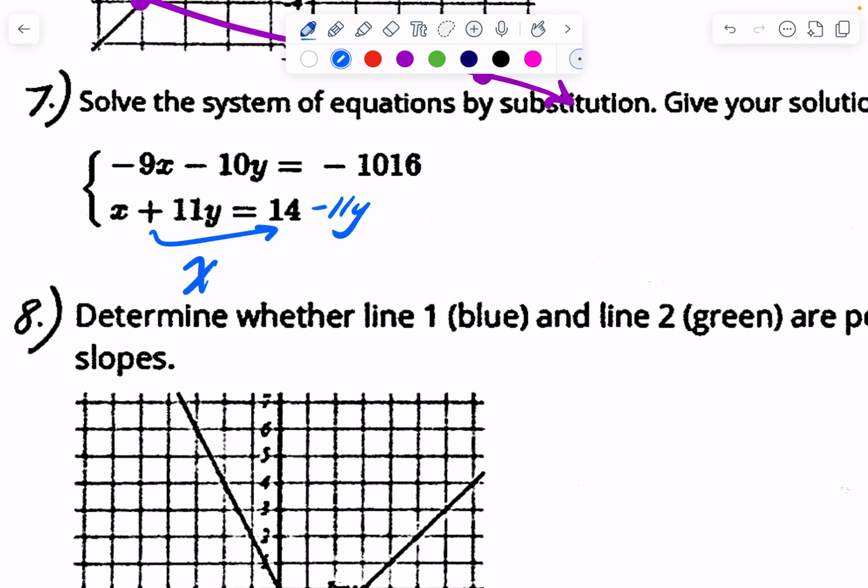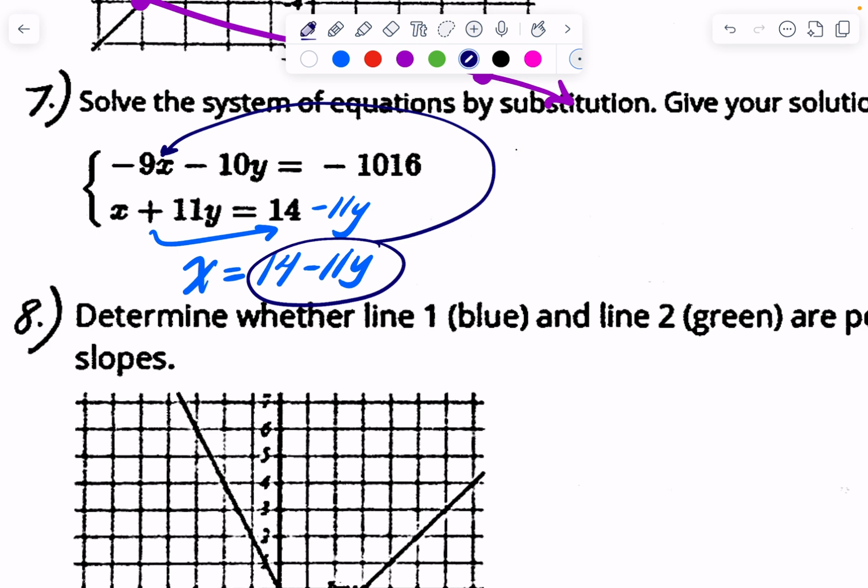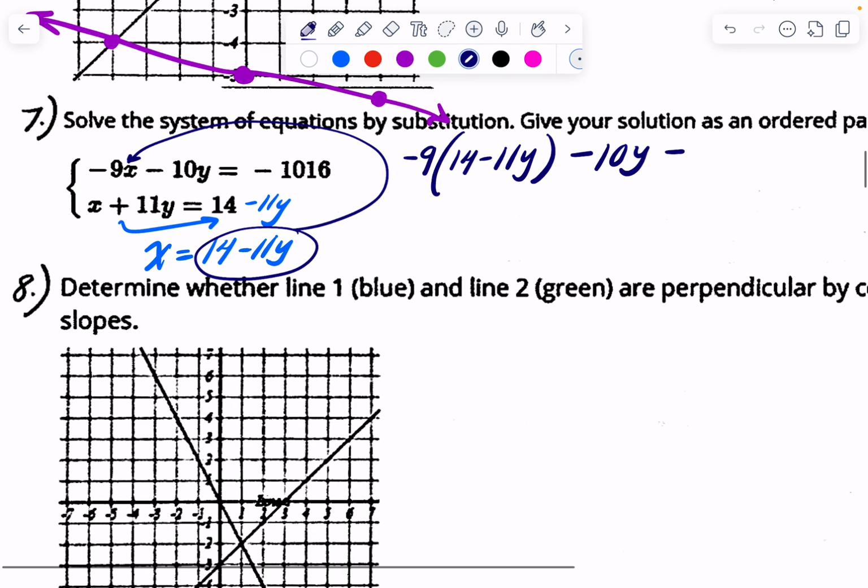So I have x equals 14 minus 11y. We then substitute that in wherever there's an x. So it would look like this: -9, and then I'm substituting in 14 minus 11y. Then we have minus 10y equals -1016. And now from here, you'll notice in this equation, there's only y's.